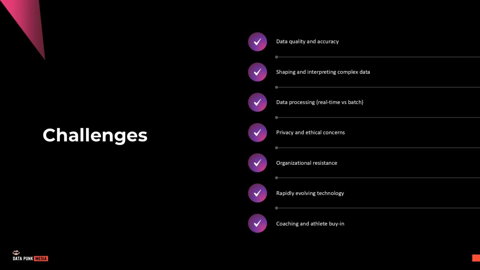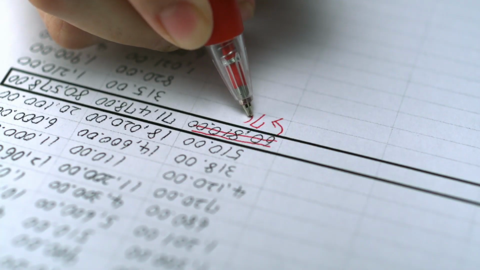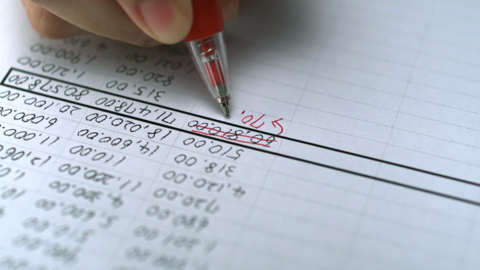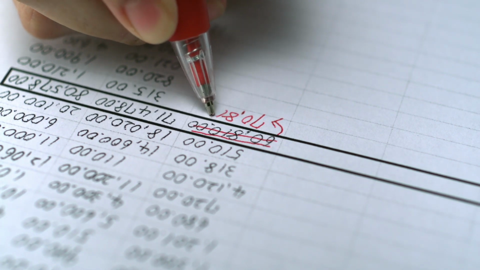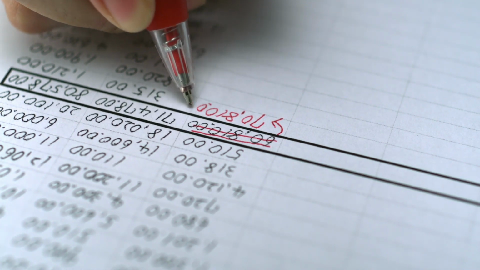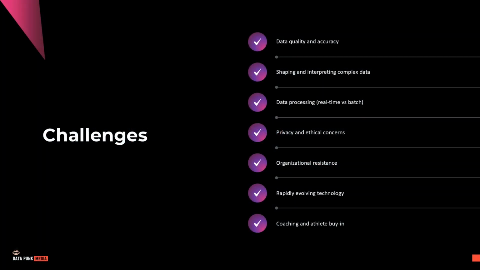Let's break down some of the key challenges that sports organizations face. Data quality and accuracy. High-quality data is critical for analysis, but inconsistencies or even errors in data entry can lead to inaccuracies. This affects downstream analysis, potentially leading to misguided decisions. For example, if tracking data inaccurately reports player speed or positioning, coaches might make strategy adjustments based on flawed information.